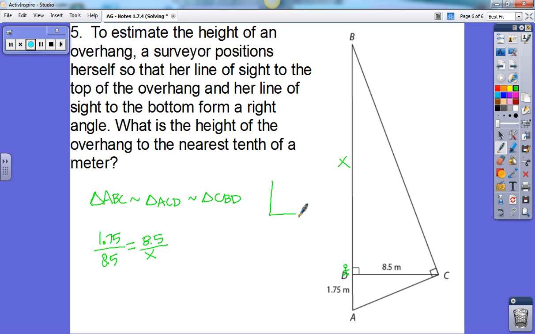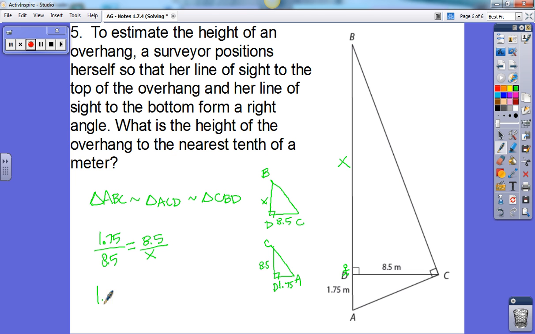Now it may be helpful for you to pull out those similar triangles that we're talking about. So we've got this large triangle BDC, and it's 8.5. And then we've also got this smaller triangle here, DCA, and this is 1.75, and this is 8.5. So now you can kind of see we've got 1.75 over 8.5, 8.5 over x. So that's where those are coming from.